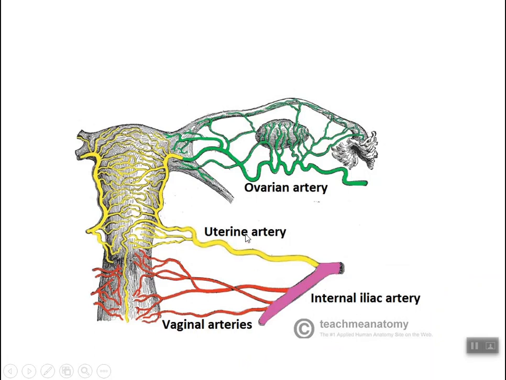Here in the diagram you can see the ovarian arteries, the internal iliac arteries, vaginal arteries, and uterine arteries. These are the whole supply to all the reproductive organs.